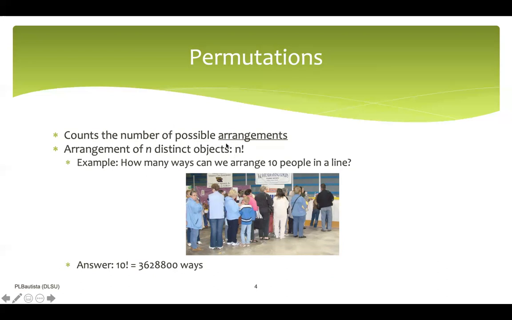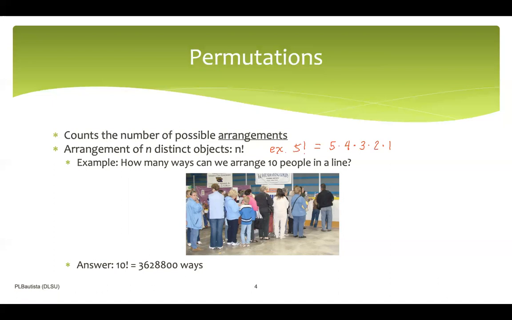By factorial, we just mean multiplying all the numbers from n going down to 1. For example, 5 factorial means multiplying 5 times 4 times 3 times 2 times 1. Similarly, if you have 6 factorial, then that is just 6 times 5 times 4 times 3 times 2 times 1.